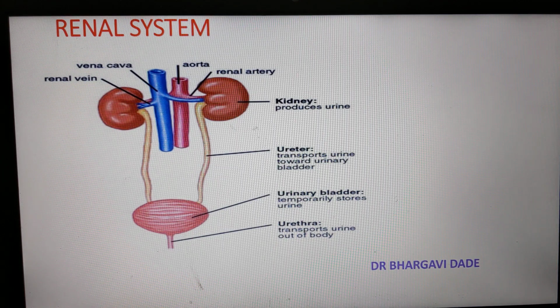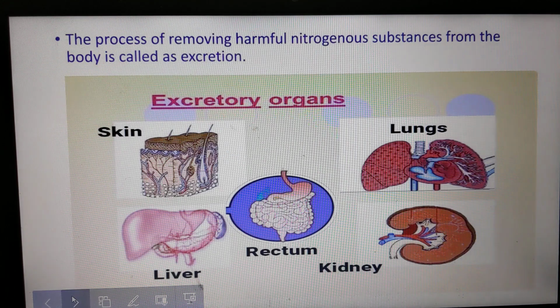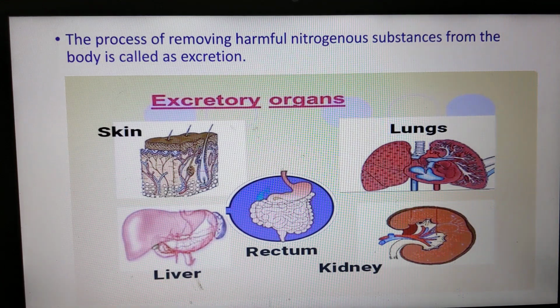Hi everyone. Today I'm going to explain about the renal system. So what is meant by renal function? Renal function is nothing but the kidney function. So what is meant by excretion? Excretion is nothing but the process of removing harmful nitrogenous substances from the body.